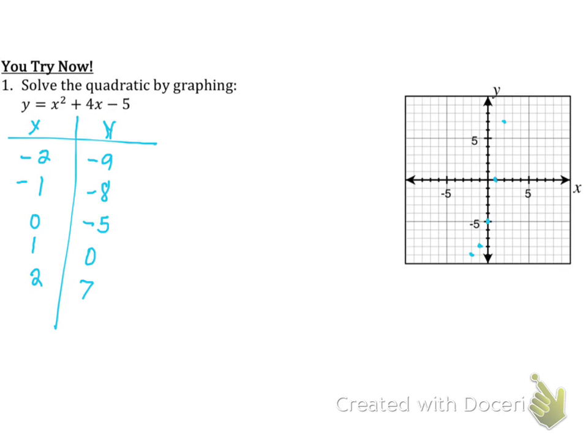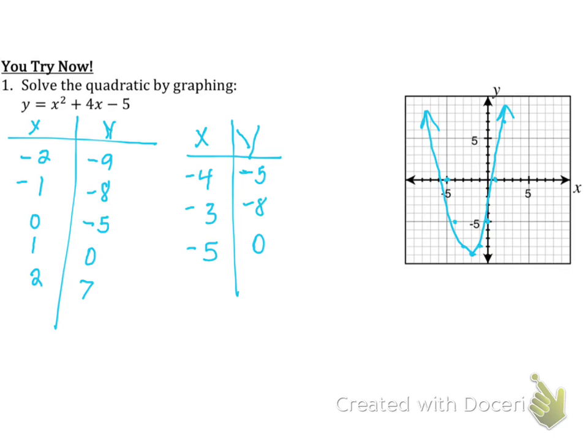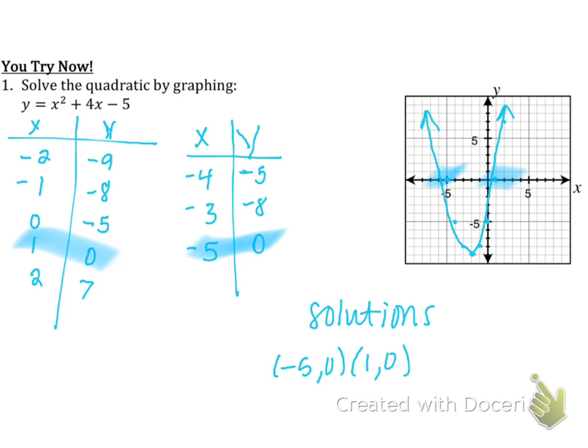Then for the last one, you want to set up a table. So go ahead, choose some values for yourself. I chose -2, -1, 0, 1, 2 as my starting point. But as you guys can see on my graph, I have those plotted and I don't really get a full picture. So I'm going to add a few more values, -4, -3, -5, and then I do end up getting the whole picture and I get those 2 points where my graph crosses. Again, you can see those in the table as well. So those would be my solutions, -5, 0, and 1, 0.